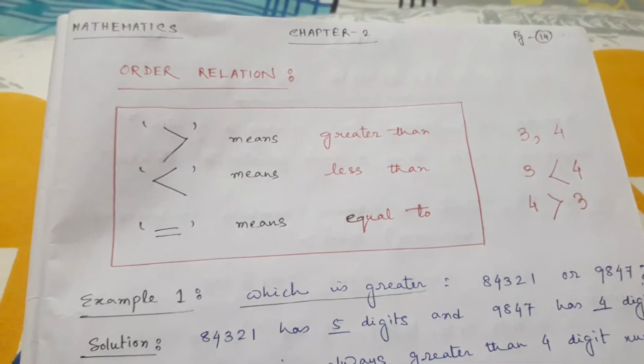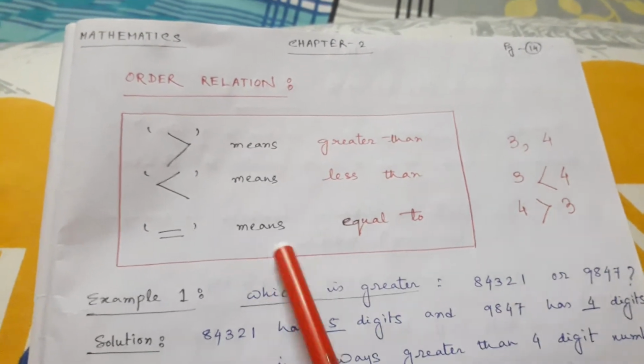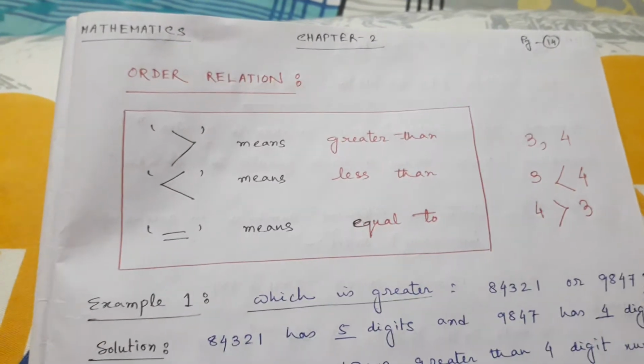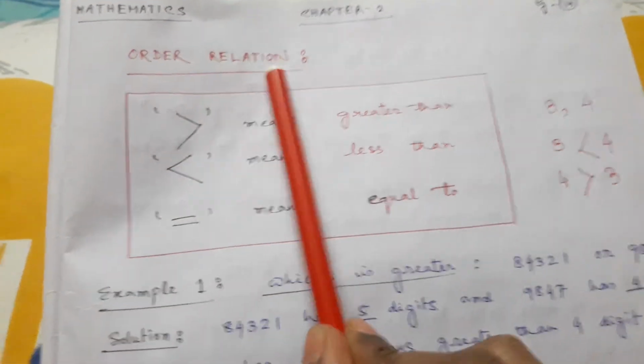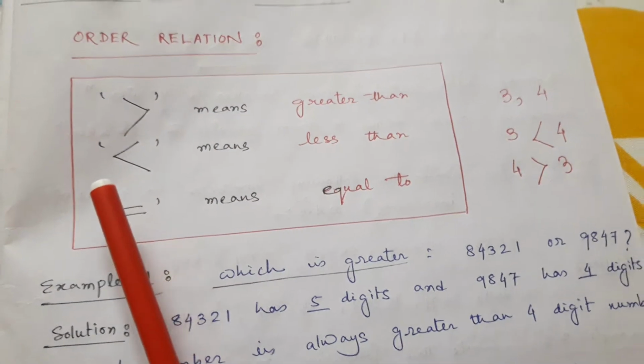Hello my dear students, this is class 4 mathematics class of chapter 2, Number and Number Names, and today my topic is order relation. So students, you know different kinds of numbers.